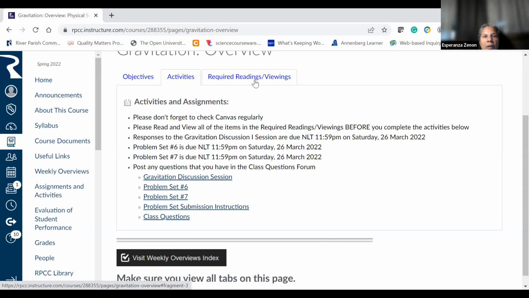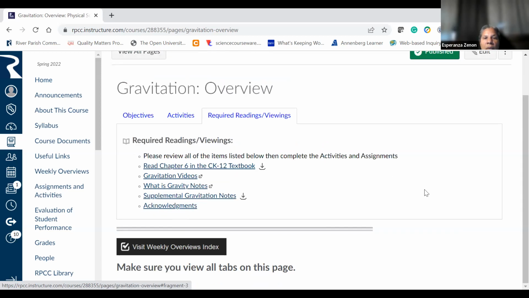Okay. And then under required readings and viewings, there's information on gravitation in chapter 6 in your CK12 textbook. And I have some videos there for you. And then I'm going to go into these supplemental notes. And then once I'm done with this, I'm going to go into the extra resources that I have available. And we'll look at a couple of sample problems and then some other material that I've made available to you as well. All right.